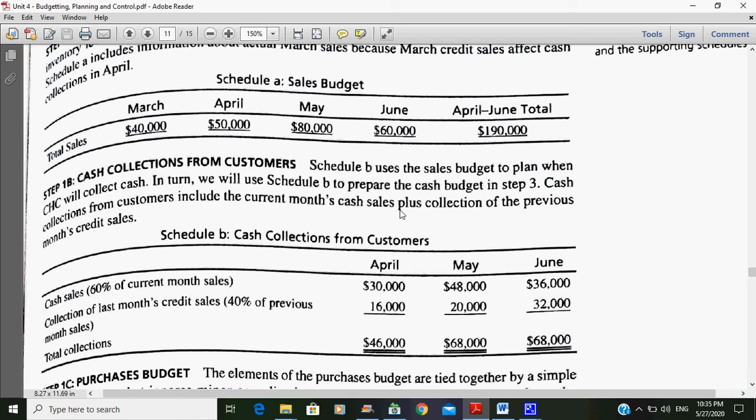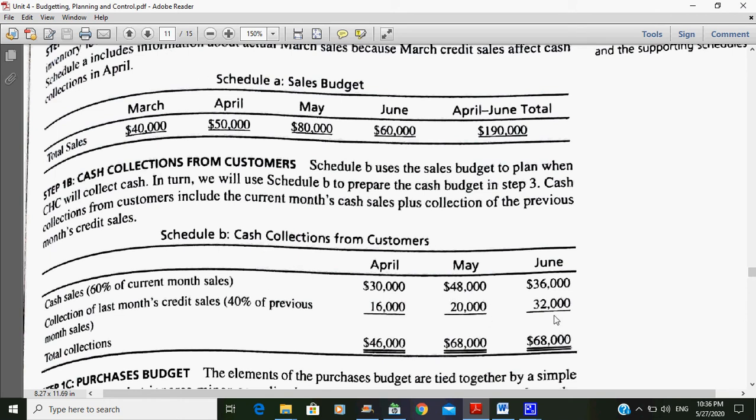Now, for cash sales, 60% of current month sales, which is 60% of 50,000, gives you 30,000. 60% of 80,000 gives you 48,000. And 60% of the June amount, which is 60,000, gives you 36,000, right? And for the collection of last month's credit sales, 40% of the previous month's sales: 40% of 40,000 would have been 16,000. For May, it would be 40% of the April amount, which gives you 20,000.